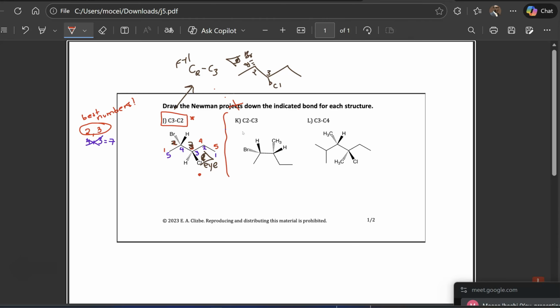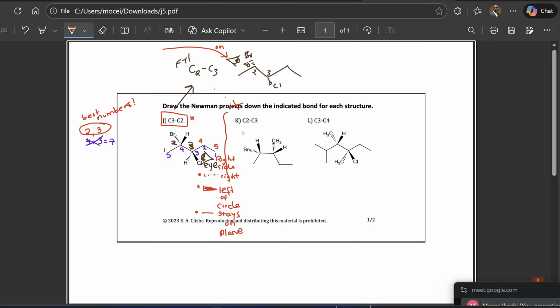Now, these are the rules for me. When the eye is on the right, anything with the dash is going to be on the right. Anything with a wedge will be on the left of the circle. And anything on the plane just stays on the plane. My friend, that is important notes.